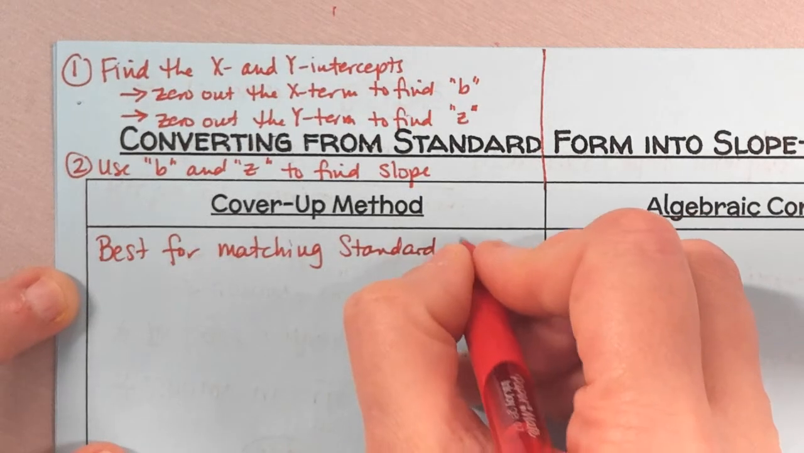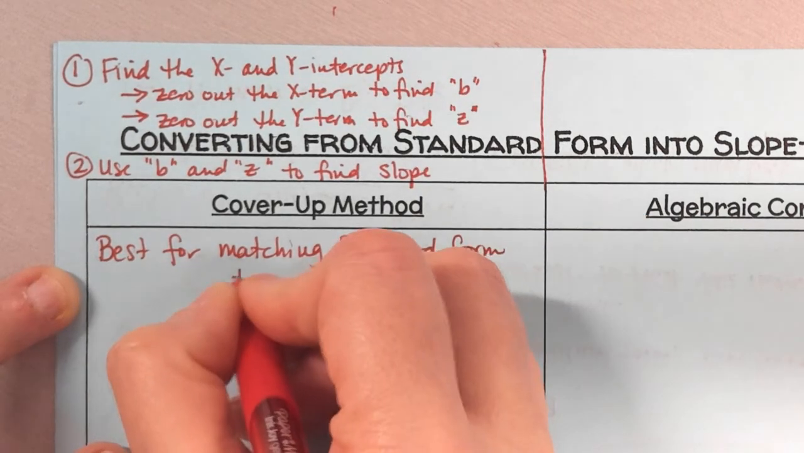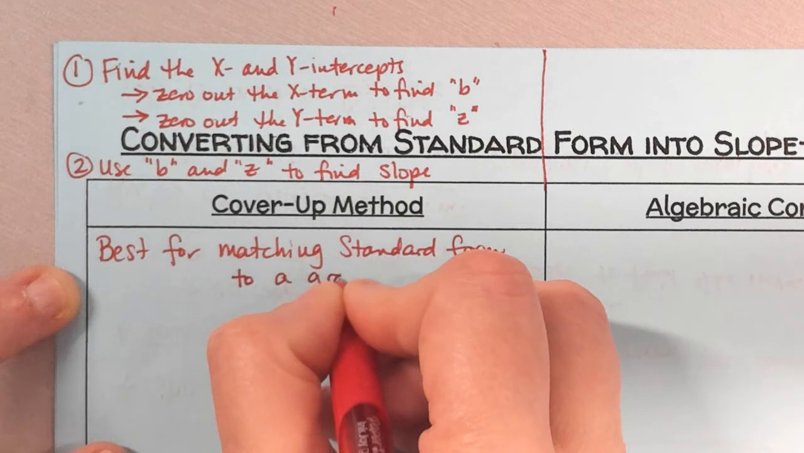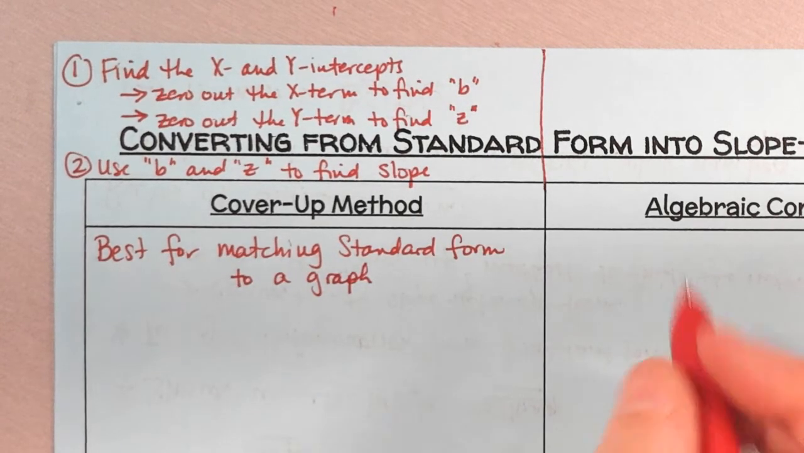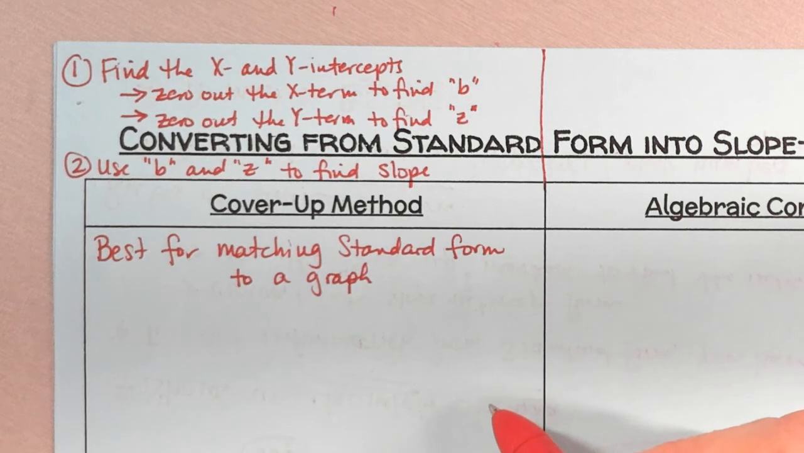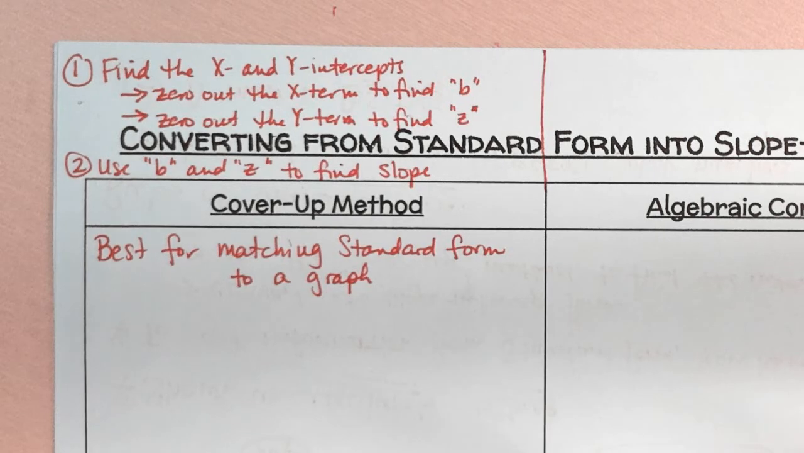Cover-up method is best for matching standard form to a graph. Cover-up method is not actually the best method for converting, but by the time you get done finding the intercepts, you're just one step away from finding the slope, so you may as well just keep going.